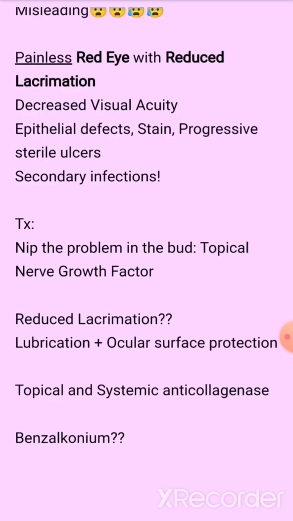Similarly, we want to stop the spread of this condition by giving topical anticollagenase like acetylcysteine and systemic anticollagenase like the antibiotic, or specifically the antibiotic tetracycline. Similarly, in addition to the pathologies or the etiologies we've already considered, certain medication contain toxic preservatives which can be a cause of neurotrophic keratopathy. So if someone is using benzalkonium, that needs to be discontinued effectively.